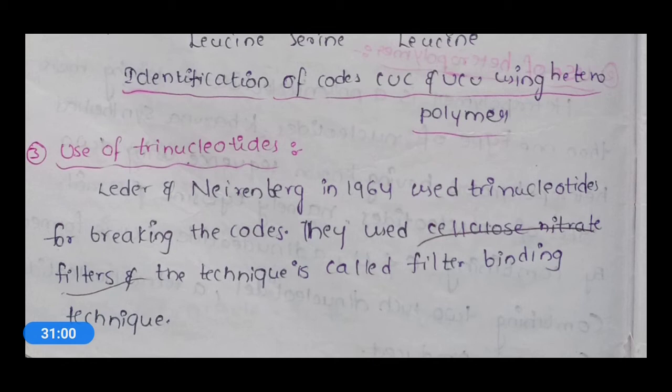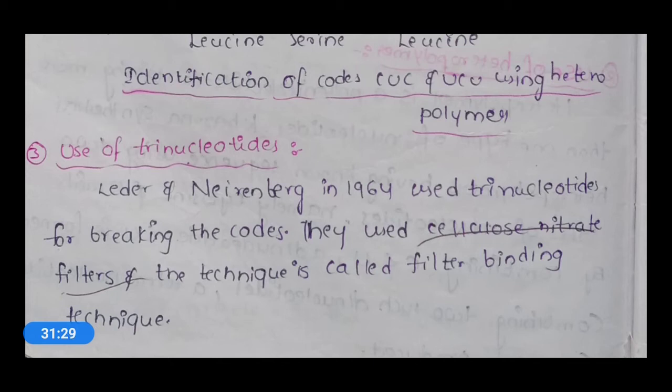Here, scientists Leder and Nirenberg, in the year 1964, used trinucleotides for breaking the genetic codes. Breaking the genetic codes means nothing but identifying the genetic codes. Don't think it means mRNA triplet codons will be broken down, not like that. Breaking the genetic code means identification.